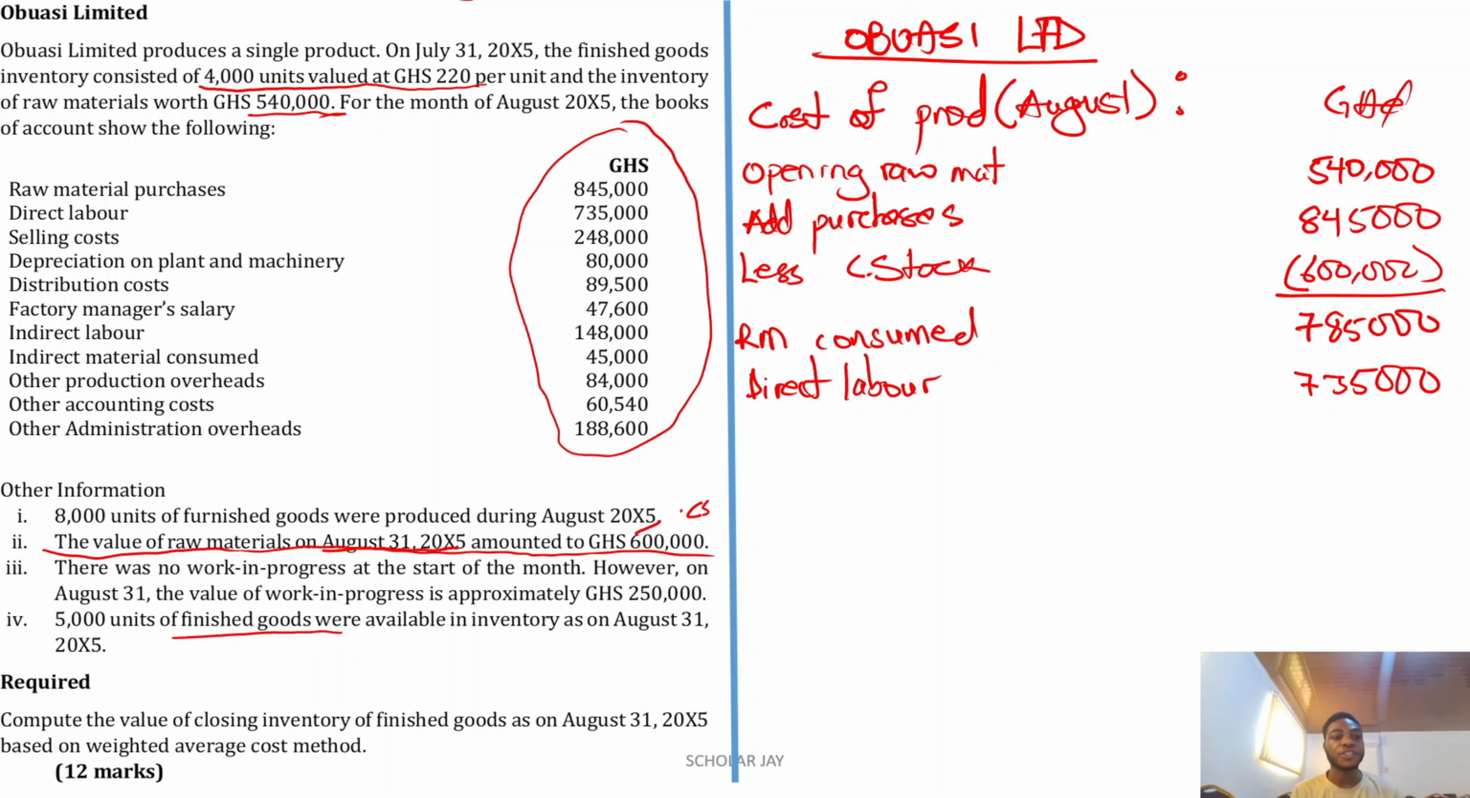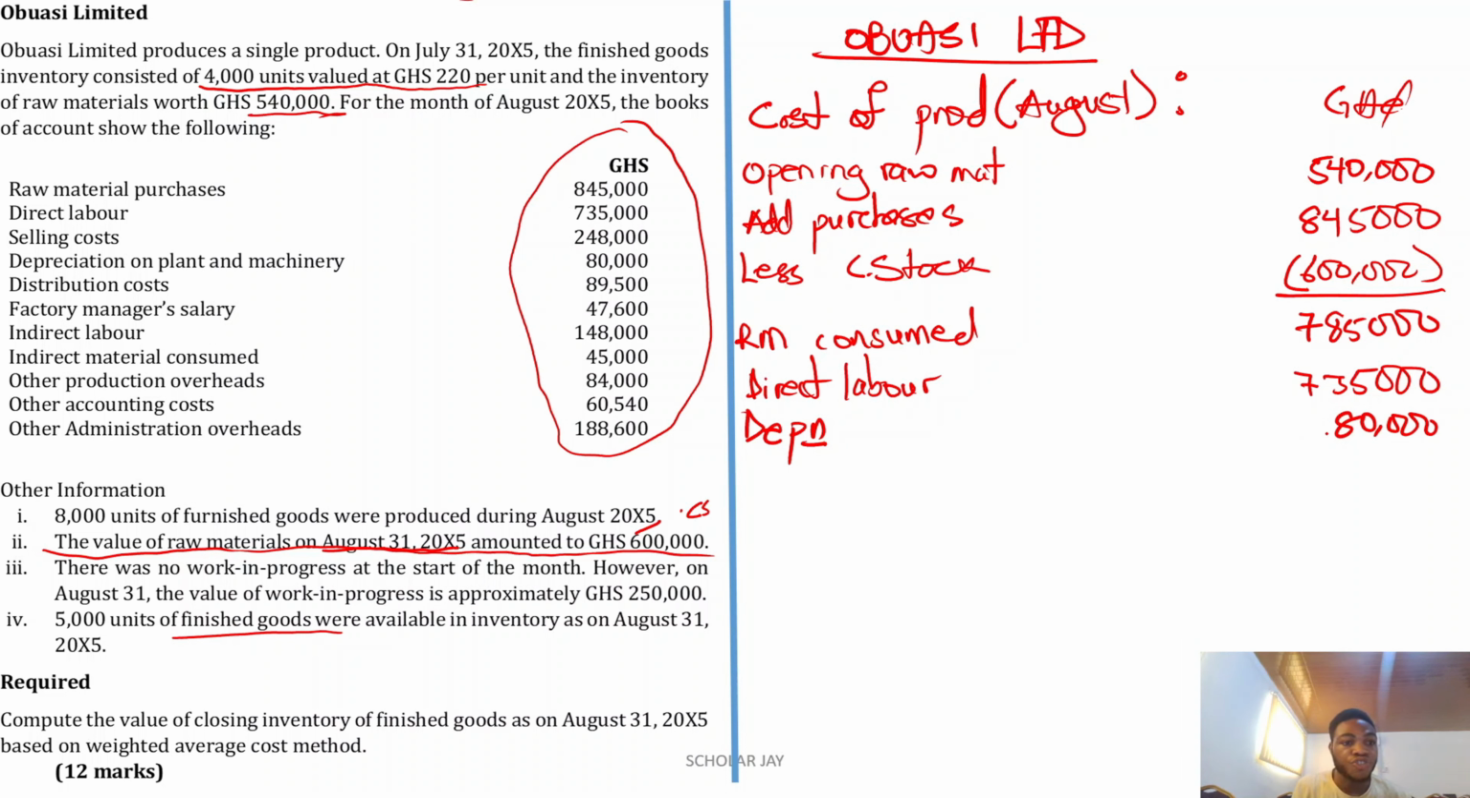Then depreciation on plant and machinery. Cost of conversion. When you use plant and machinery for production of your finished goods, that depreciation is a direct cost. It must be added to the cost of production. It's a direct cost because it is because of the finished goods that you are using that machinery to produce that is causing the depreciation. So you have to add it. The depreciation here gives us 80,000.